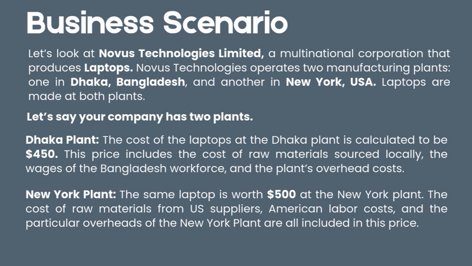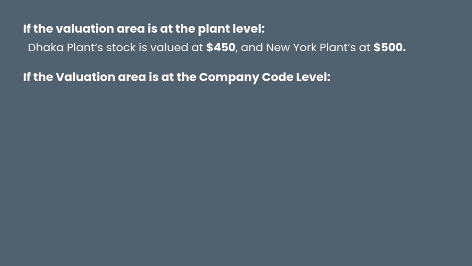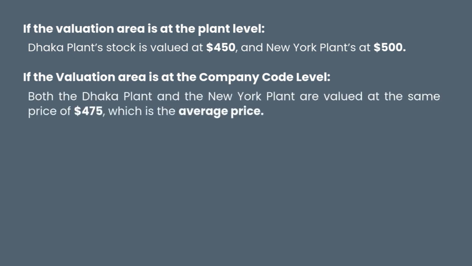The cost of raw materials from U.S. suppliers, American labor costs, and the particular overheads of the New York plant are all included in this price. If the valuation area is at the plant level, Dhaka plant stock is valued at $450 and New York plant at $500. If the valuation area is at the company code level, both the Dhaka plant and the New York plant are valued at the same price of $475, which is the average price.